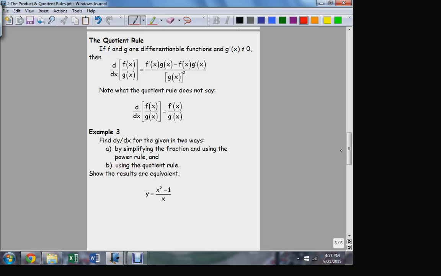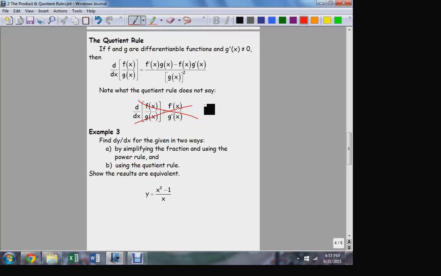How do you treat quotients? What happens if I have a quotient of two functions, and I want to apply the derivative to quotients? Well, it's a little bit more complicated than the product rule, but it does have one similarity. You can't do it component-wise. I can't take the derivative of the numerator and divide it by the derivative of the denominator. So in that sense, it's very like the product rule. It's not as simple as the addition rule.